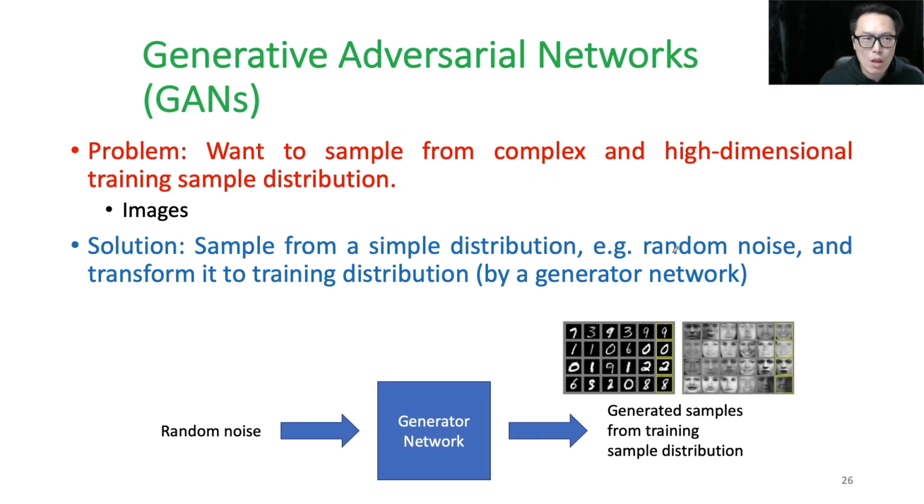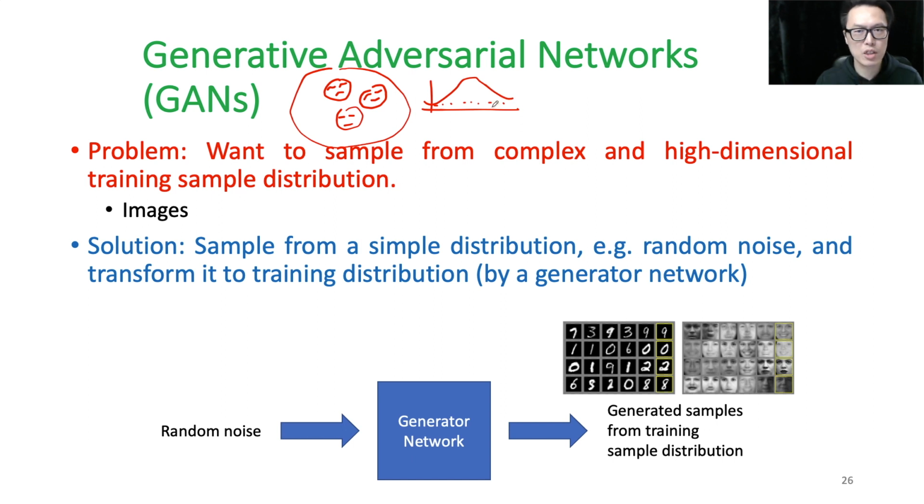And now we are going to formulate the problem like this. We want to sample from a complex and high-dimensional training sample distribution. The meaning is that we have a lot of image samples, for example. So we have a space right here. When we talk about this space, if we plot these samples, we come up with a distribution, and we would like to draw some samples from this distribution so that we are able to generate some new images. So that is what we want.